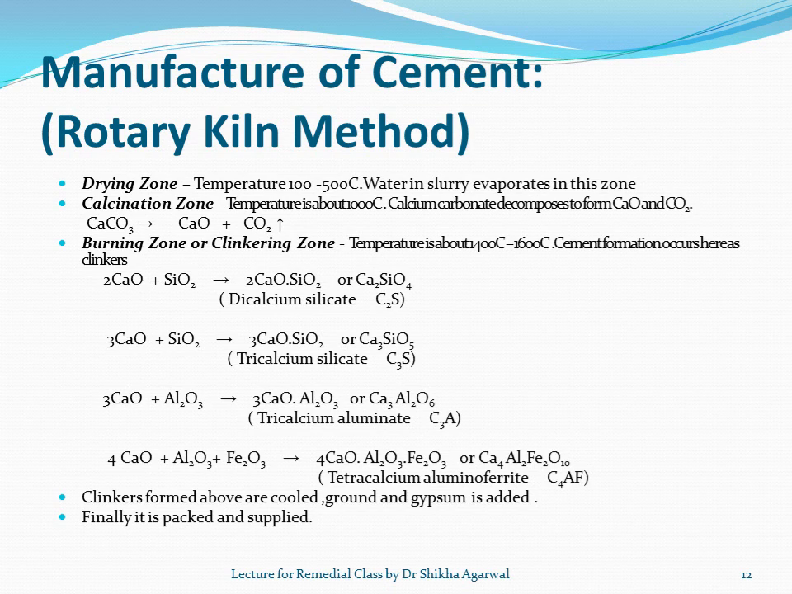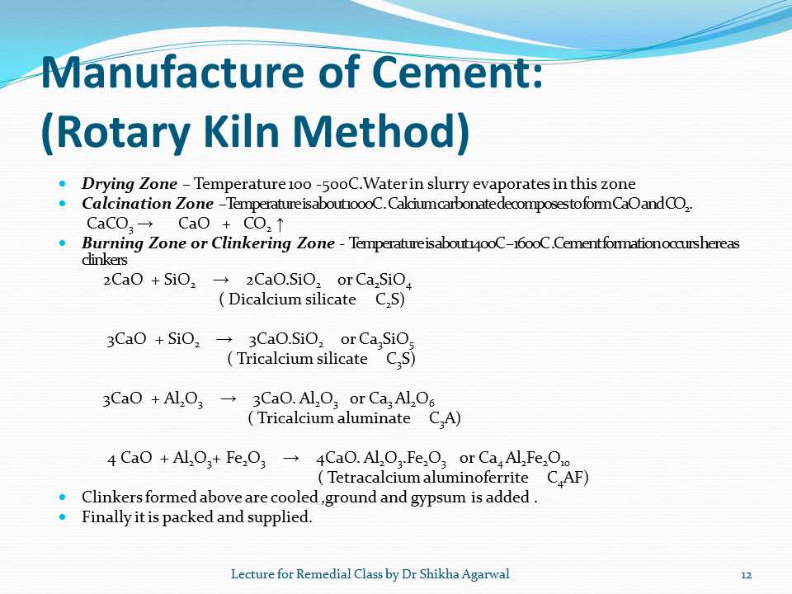The second zone, where the temperature is about 1000 degrees Celsius, is the calcination zone. Here calcium carbonate breaks up to give you calcium oxide and carbon dioxide. Then this dry slurry moves forward to the third and most important zone, the burning or clinkering zone, where the temperature is 1400 to 1600 degrees Celsius. The formation of cement takes place in this zone. So 4 important reactions take place over here.